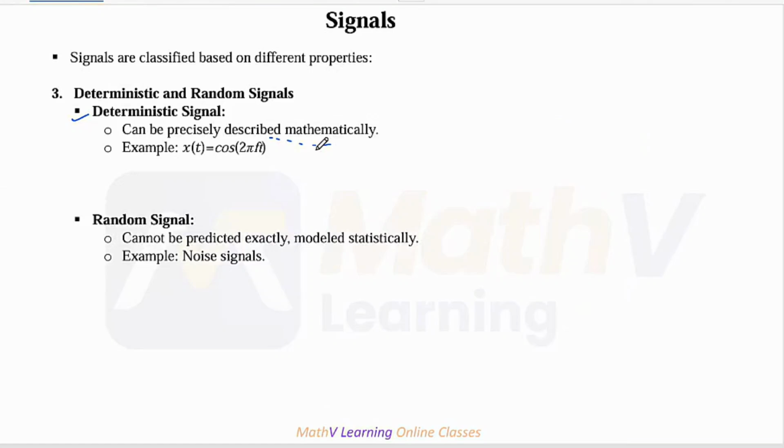If, at whatever time we consider, we can define what the value of the signal is at that time, then that type of signals are known as deterministic signal. Okay, for example, the signal x of t equal to cos 2 pi ft.